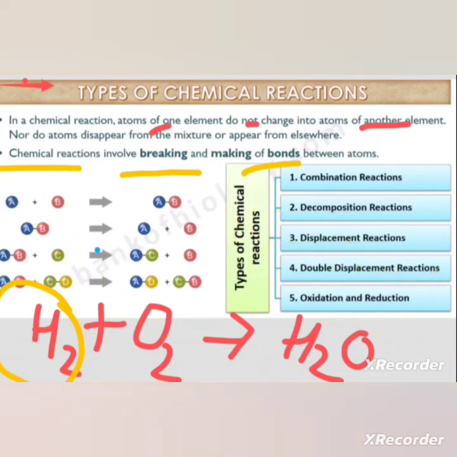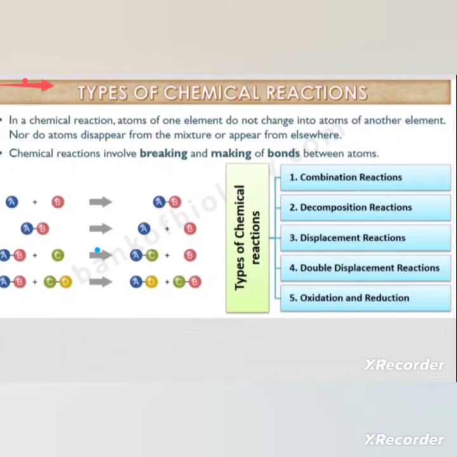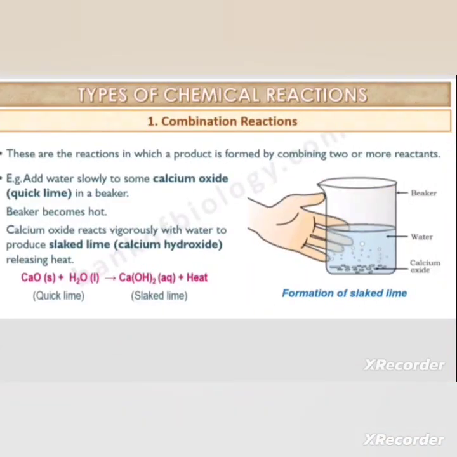Now moving further, our first type of chemical reaction is the combination reaction. So what is a combination reaction? As the name specifies, combination means combine. When two or more reactants combine and form a single product, that reaction is called a combination reaction.